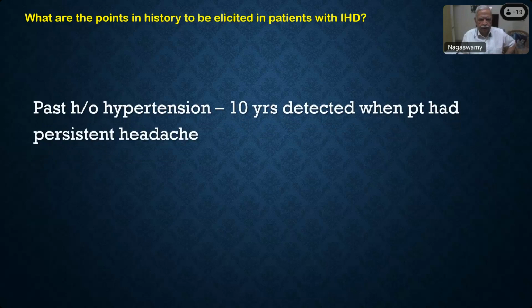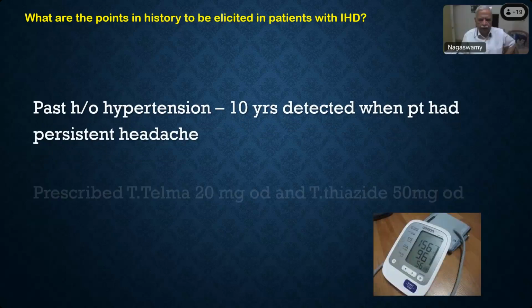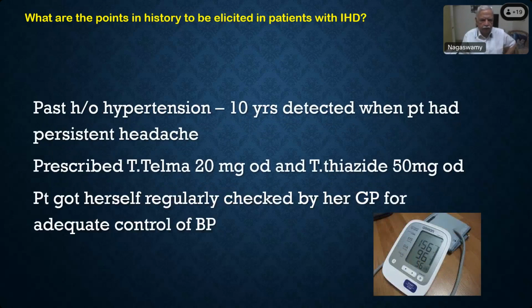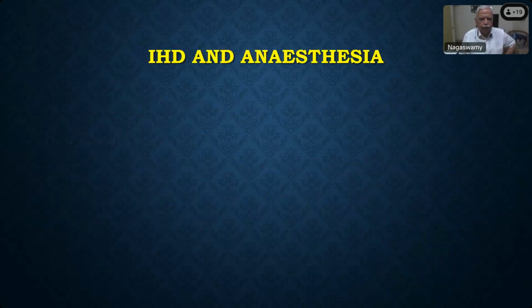Past history of hypertension, detected when the patient had persistent headache, then the patient was prescribed treatment, and she got regularly checked for her BP. How regular she was in attending, all that, we saw in the hypertension management.